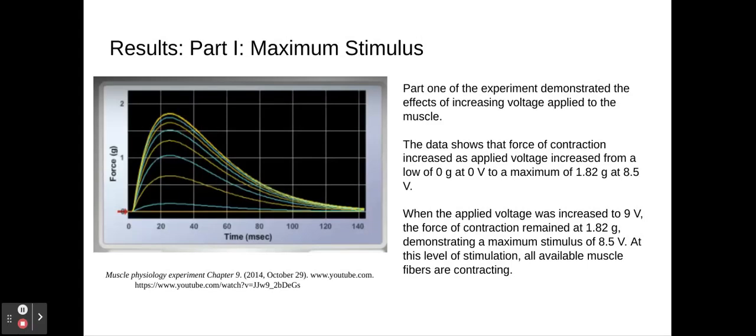When the applied voltage was increased to 9 volts, the force of contraction remained at 1.82 grams, demonstrating a maximum stimulus of 8.5 volts. The force of contraction does not increase with increasing stimulation levels, indicating that all available muscle fibers are contracting at a stimulus of 8.5 volts.